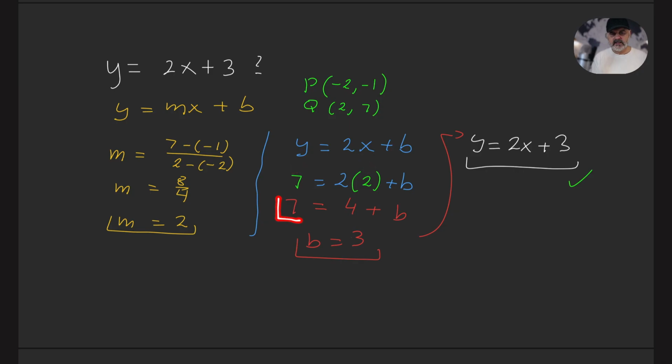So the left side is 7, nothing to be done with that. 4 is 2 times 2. So the question is now, how much is b, when the left side is 7 and the right side is 4 plus b? So b must be 3. And you know it is 3 because you did that, and that fits perfectly. So there you go. We have the equation of a line in the form mx plus b. So hopefully this makes sense now.